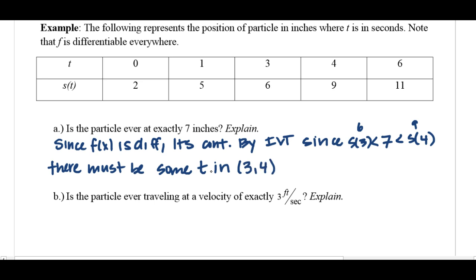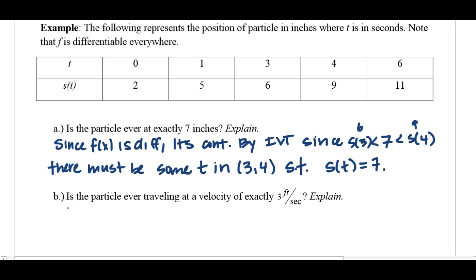So remember, there must be some time. Time was happening between 3 and 4 when the position was between 6 and 9. So there must be some time in 3 to 4 such that s of t equals 7. So this first part is review, but typically when given a table of data, we're asked for an intermediate value theorem question as well as a mean value theorem question quite often.